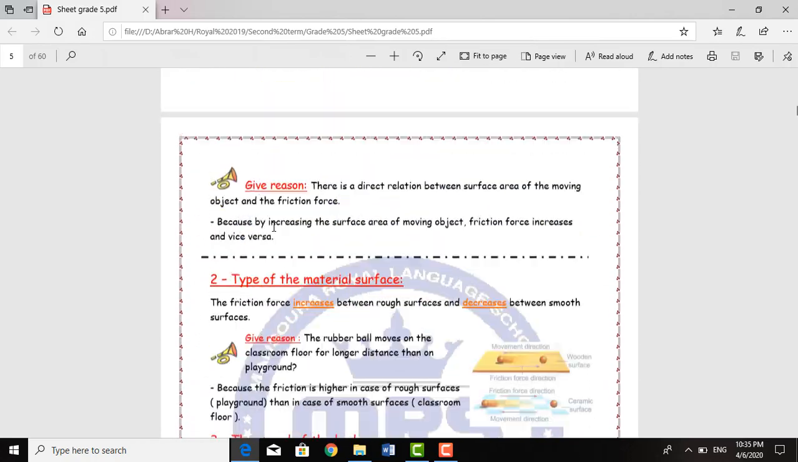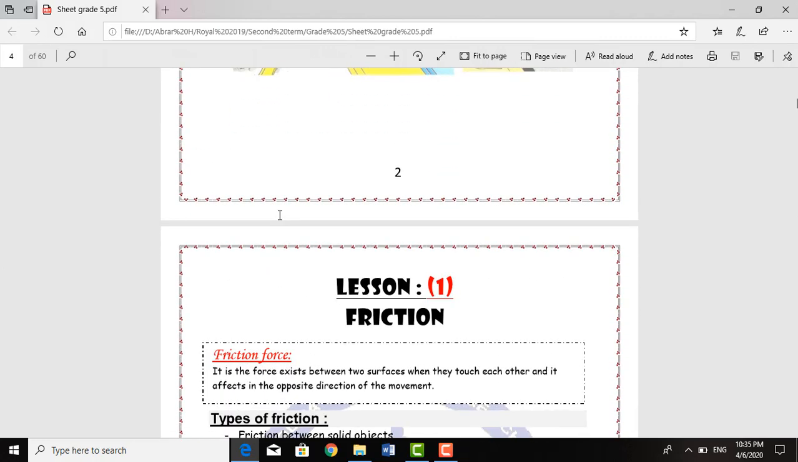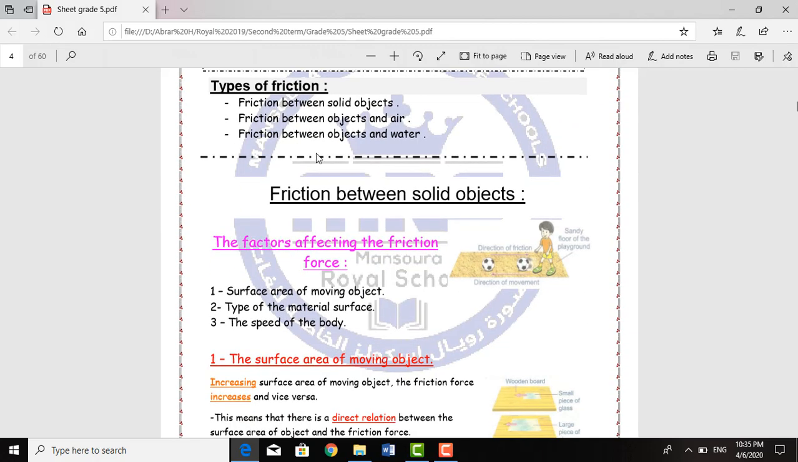The friction force is a type of force that exists between two surfaces when they touch each other, and it acts in the opposite direction of the movement, and it causes the object to slow down and stop. The types of friction are three types: friction between solid objects, friction between objects and water, and we call it water resistance, and friction between objects and air, we call it air resistance.